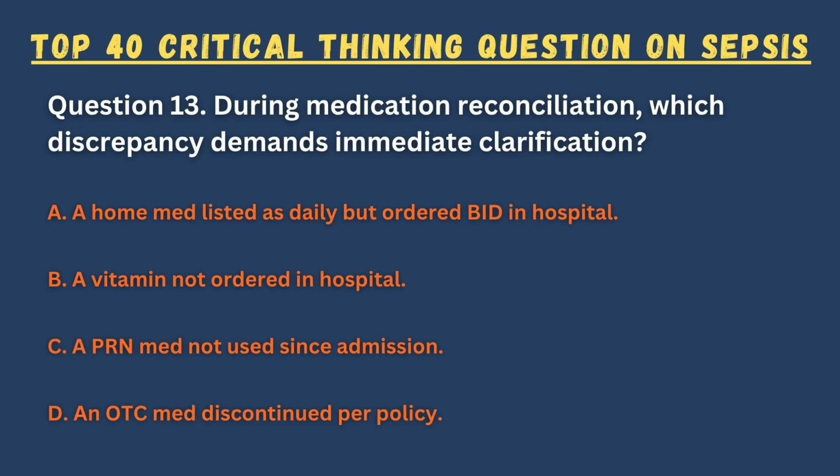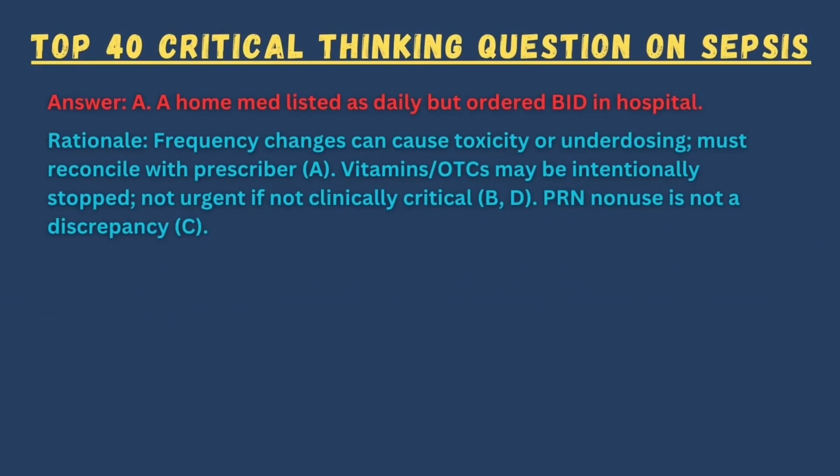A. A home med listed as daily but ordered bid in hospital. B. A vitamin not ordered in hospital. C. A PRN med not used since admission. D. An OTC med discontinued per policy. Answer. A. A home med listed as daily but ordered bid in hospital.